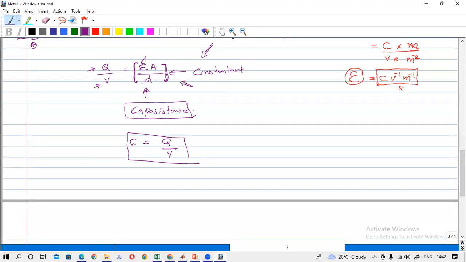I don't think you need to remember all these equations. If you are given a paper, these equations will be given. But the most important thing is you should understand these equations, and you have to apply them when required. So that is enough.